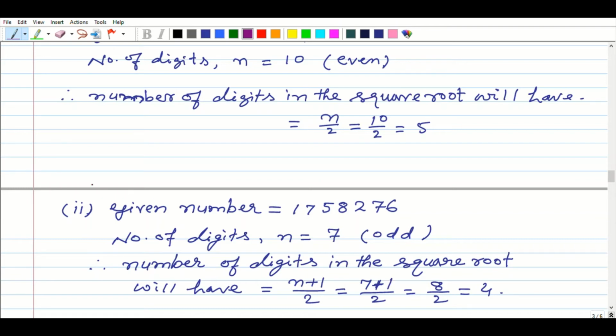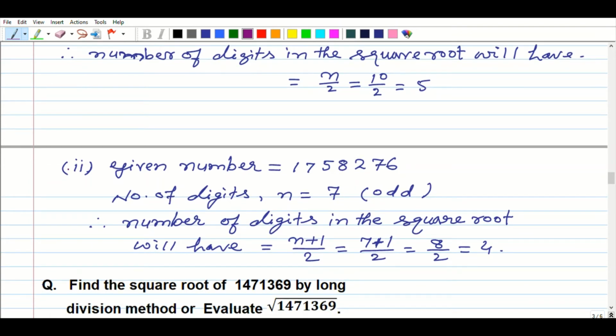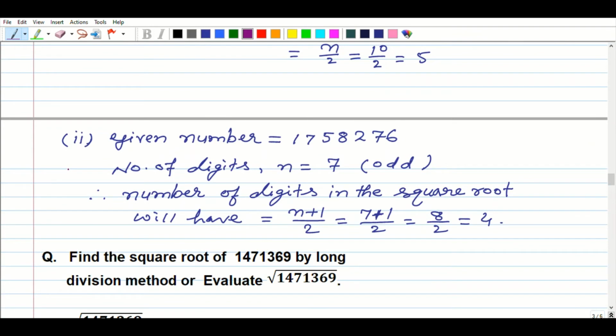So now find the square root of 1471369 by the long division method, or we can write evaluate. Somewhere it is written evaluate, somewhere it is written find the square root of that by long division method.